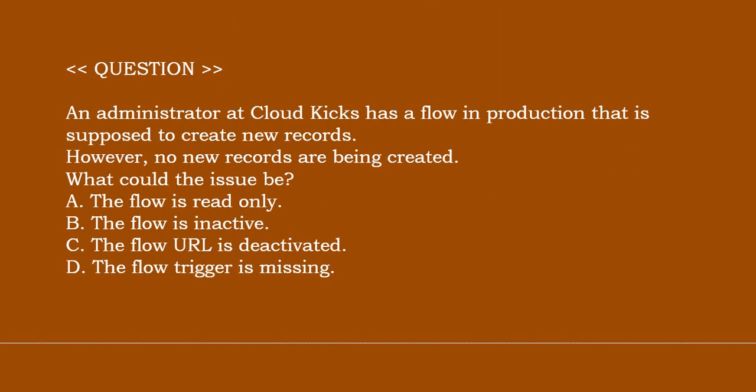Next one. An administrator at CloudKicks has a flow in production that is supposed to create new records. However, no new records are being created. What could the issue be? Option A, the flow is read only. Option B, the flow is inactive. Option C, the flow URL is deactivated. Option D, the flow trigger is missing. Correct answer is option B.